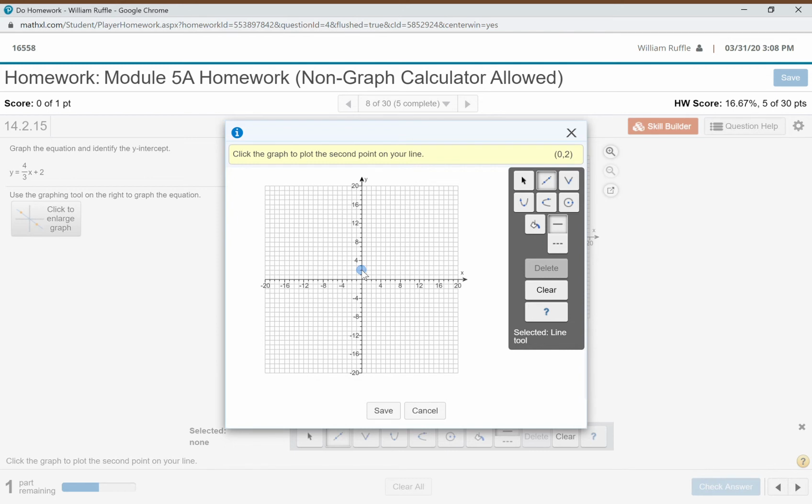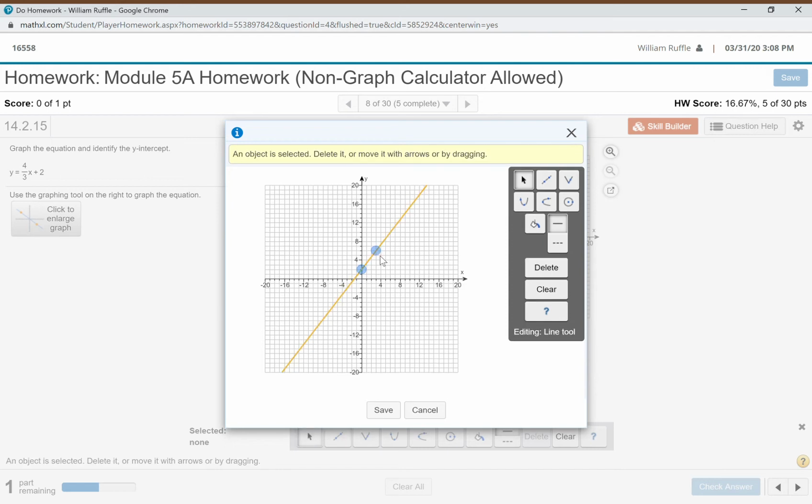My next point is I always pick whatever the denominator is. In this case, it's 3. So 4/3 times 3. Well, the 3's cancel, so it's just 4 plus 2, so it's 3, 6. So I got to go over to 3. And then if you're struggling, you can use the arrows to move it one by one. 3, and then 6, and then I just hit enter. Now I plotted the line correctly.